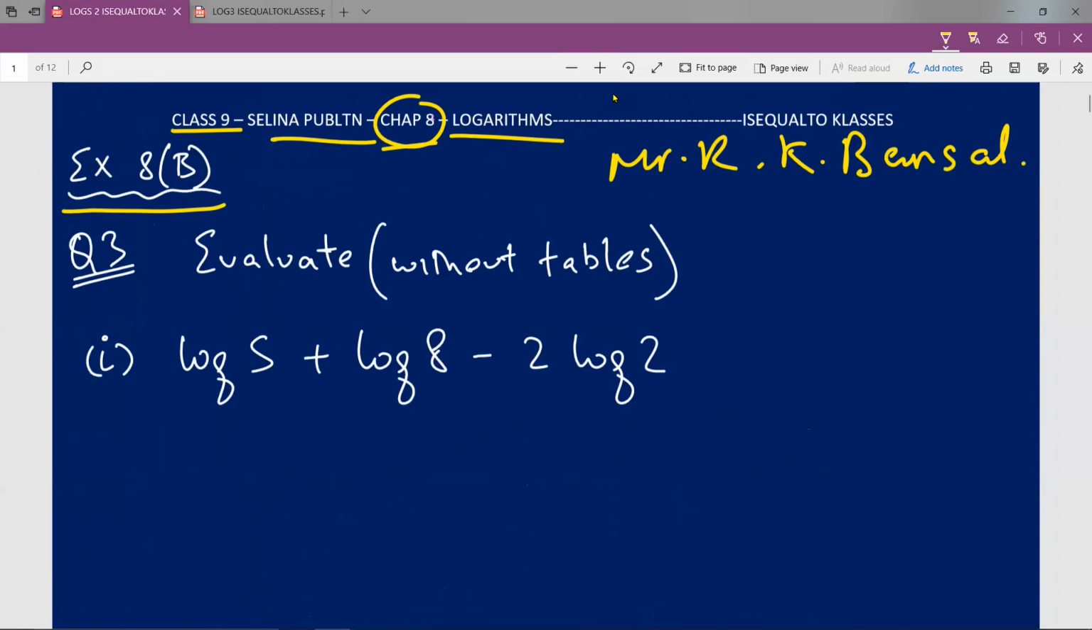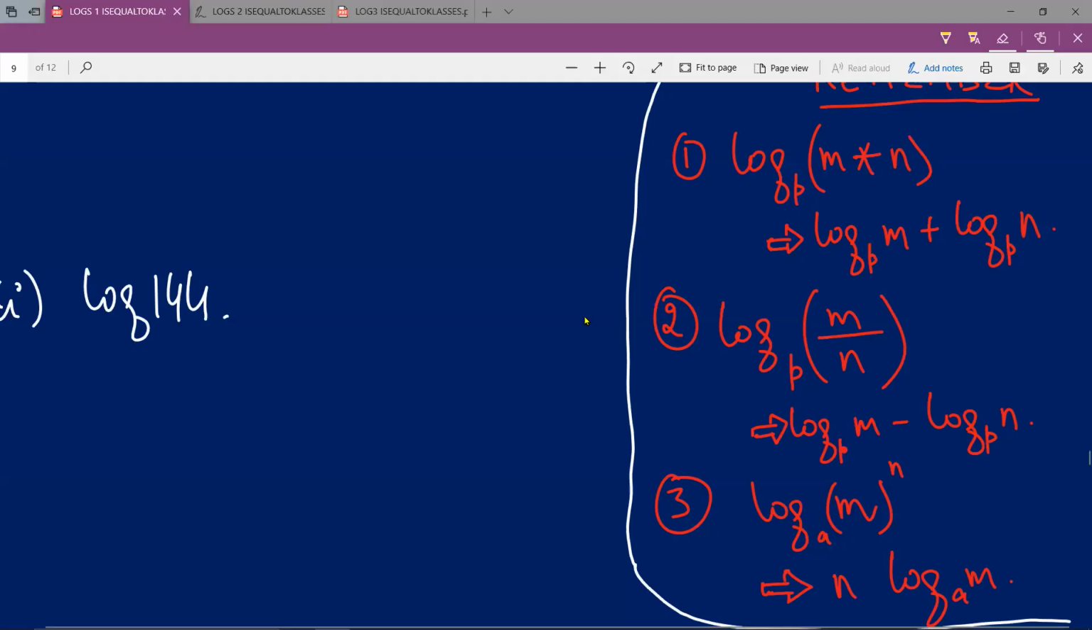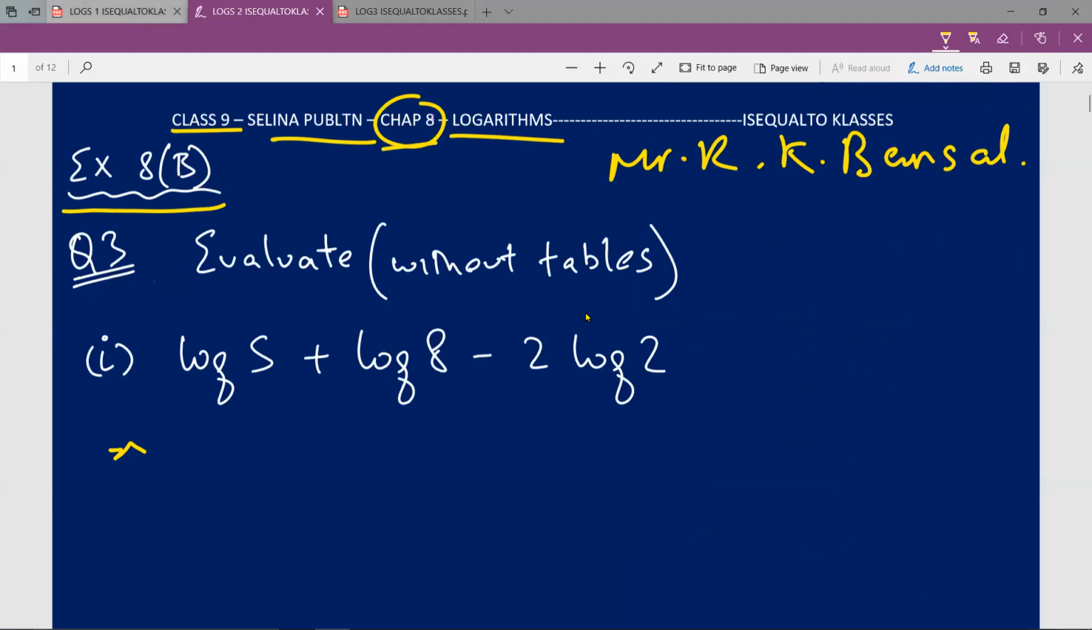So our first question states: evaluate without tables. So all you have to do is find log 5 plus log 8 minus 2 log 2. There are certain laws which I will be showing you right now, and I'll be referring to all those laws for the questions that I'm about to do in this video. Okay, so these are 3 laws of logarithms which will help us in these types of questions. So I'll be solving this part first in this question.